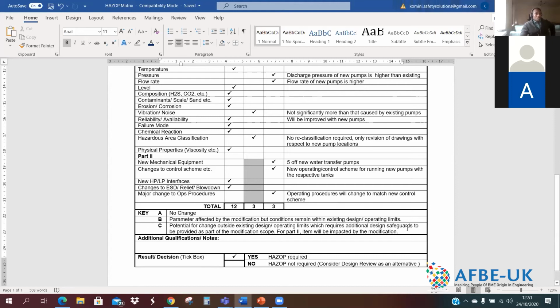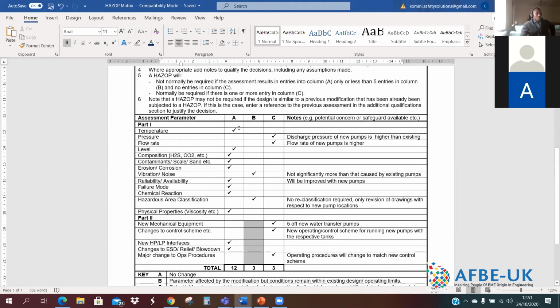So typically you take your modification and go through the parameters that are listed on the left there. So temperature: is the temperature changing? If it's a no, you take an A. If the temperature is changing, but it's still within the design temperature limits of the asset, you take B.